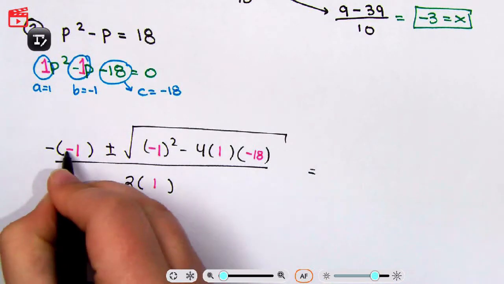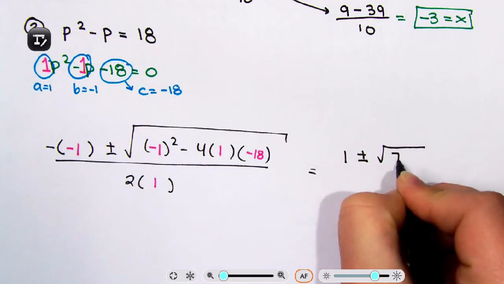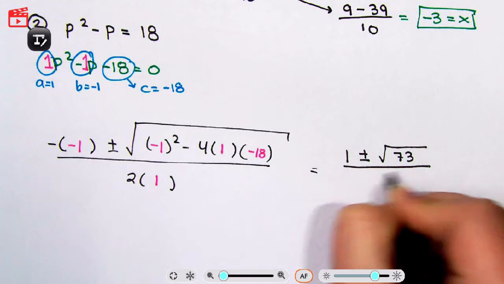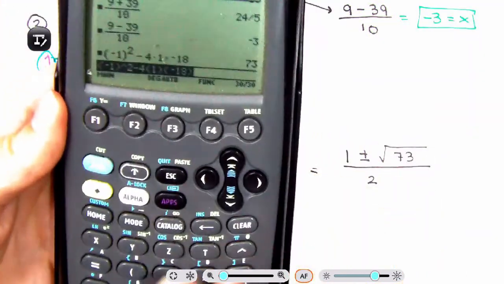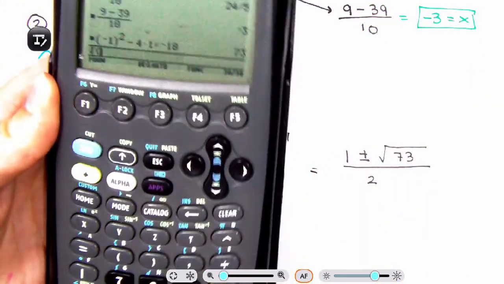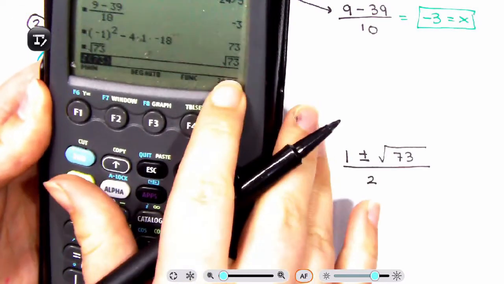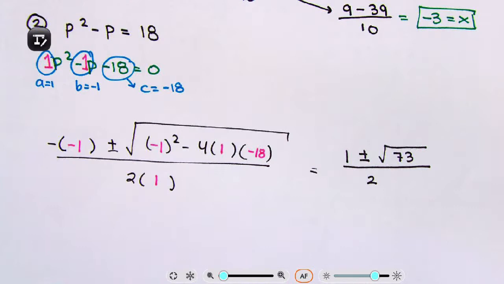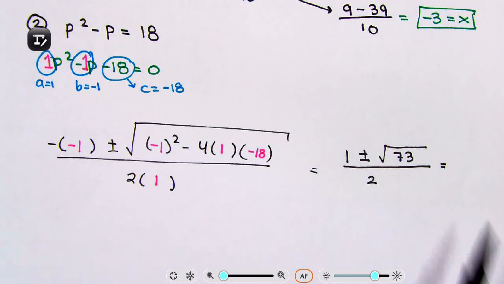So again, negative and negative make a positive, plus or minus the square root of 73 divided by 2 times 1, which is 2. Now I'm going to take the square root of 73, and that's already giving me anxiety because I don't think that works, and so it does not. It stays as the square root of 73. Some calculators will give you a decimal. If it gives you a decimal, it's not a pretty number. Keep it as a square root.